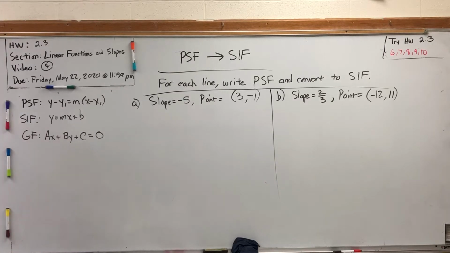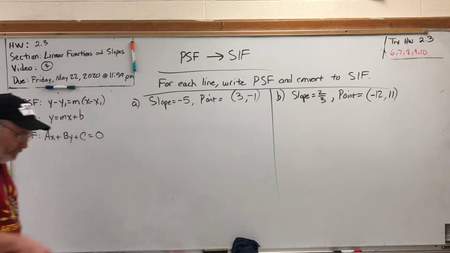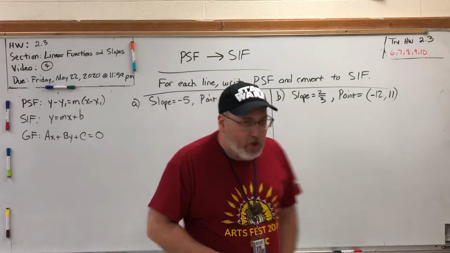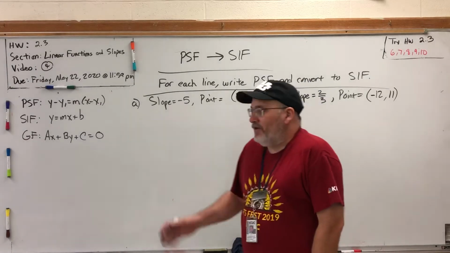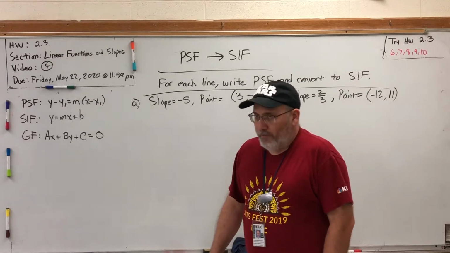In the previous video, we talked about the different forms of the equation of a line: point-slope form, abbreviated PSF, slope-intercept form, abbreviated SIF, and general form, abbreviated GF. In this video and the next video, we're going to talk about setting up equations of lines and then maybe rewriting the equations into a different form.